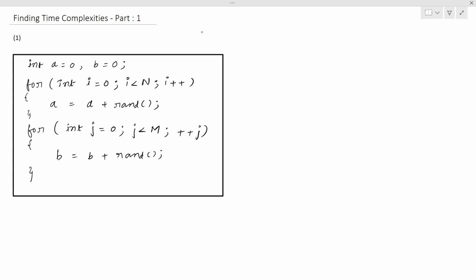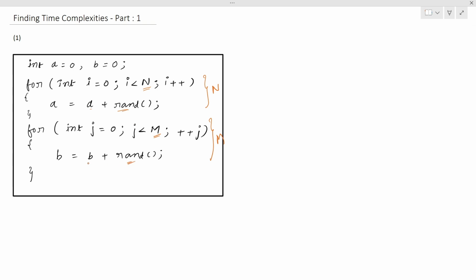Okay, so let's start the session with the first example. So here there is a simple code snippet given for you. You can clearly see there are two for loops, right? First for loop is running till n and the second for loop is running till m. So what could be the time complexity? For this part it is n, and for this part it is m, and we assume this a equal to a plus rand as a constant.